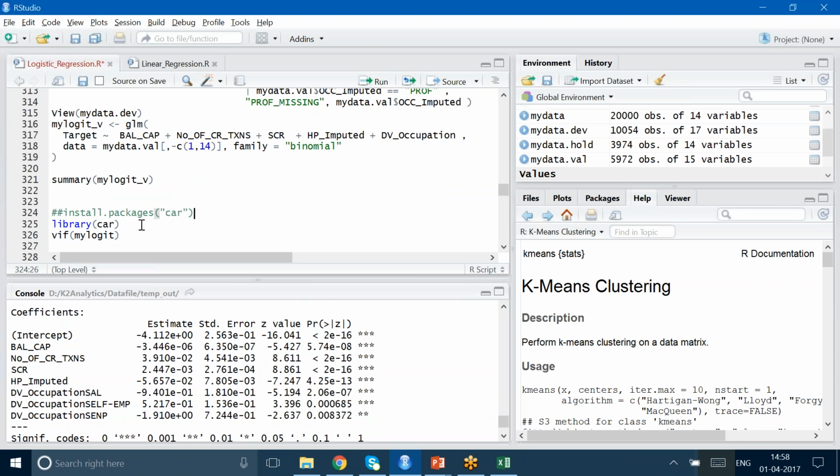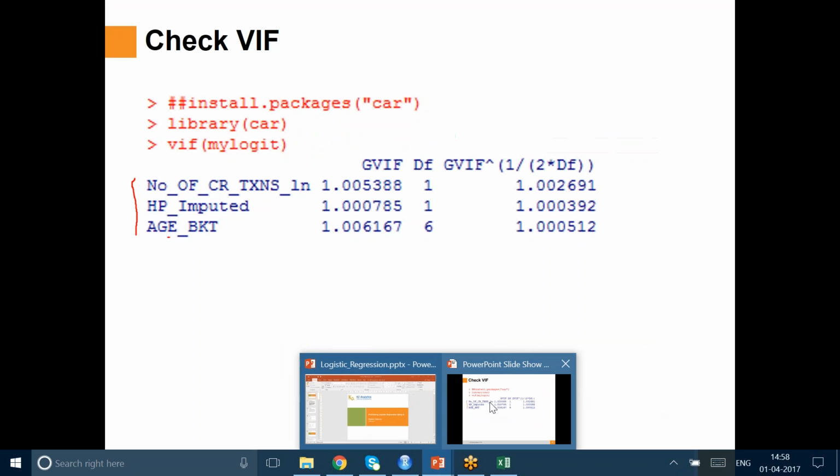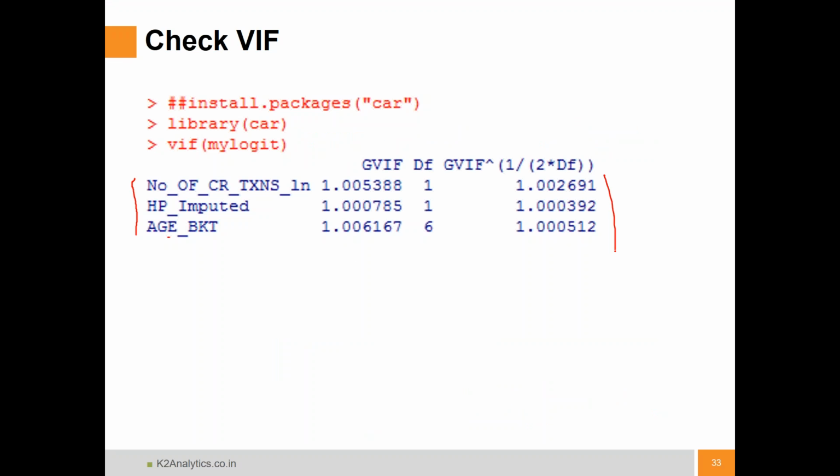So after having built the model, I first see multicollinearity in this output, and in our output also we see all values are close to 1. Multicollinearity problem is not there. If any value is greater than 5, definitely a multicollinearity problem is there. So we have checked multicollinearity.